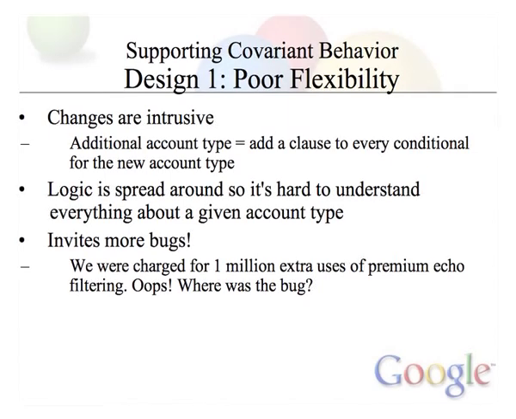Anytime we want to make a change to add an account type, we're going to be extremely intrusive, because for each clause, we're going to have to go and add a new conditional statement for how we handle mega premium accounts. The logic for how we handle a given kind of account is scattered around.